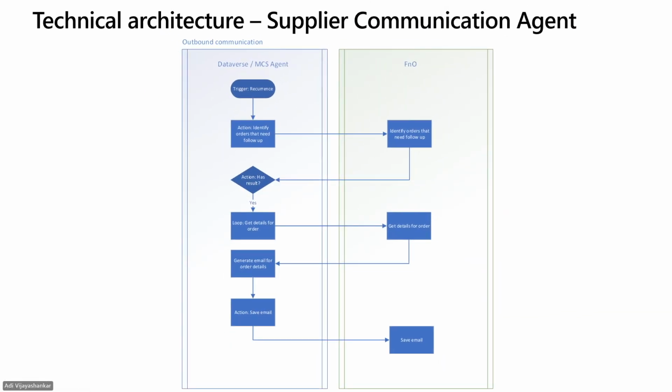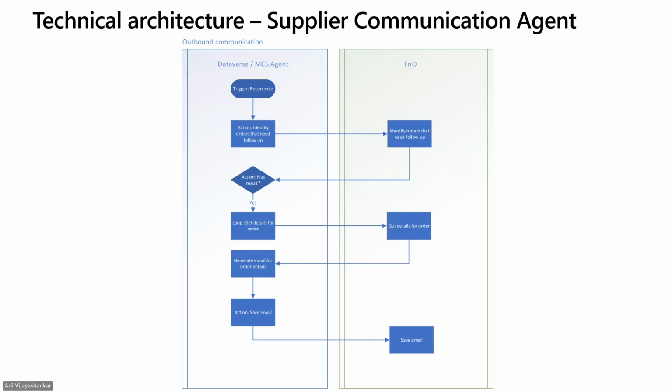On this slide, we have the outbound communication agent. So this is the agent that is responsible for generating the follow-up emails. As you can see, this is somewhat simpler than the previous flow. What the agent does here is that it queries F&O, or Dynamics 365 Supply Chain Management, to get the orders that are meeting the criteria that the user has defined in the agent configuration for the follow-up emails.